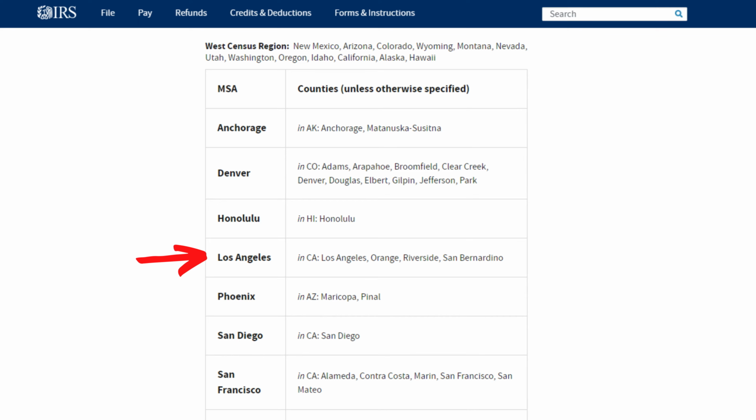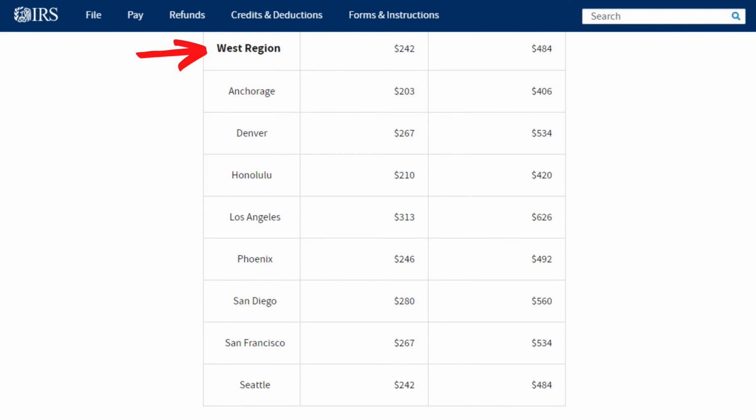So if you live in one of those counties, you would scroll up on this page and look at the operating cost table under West Region. You see Los Angeles, okay? And there are your local transportation standards for vehicle operating costs for Los Angeles MSA for 2021. Okay, $313 for one vehicle, $626 for two vehicles.